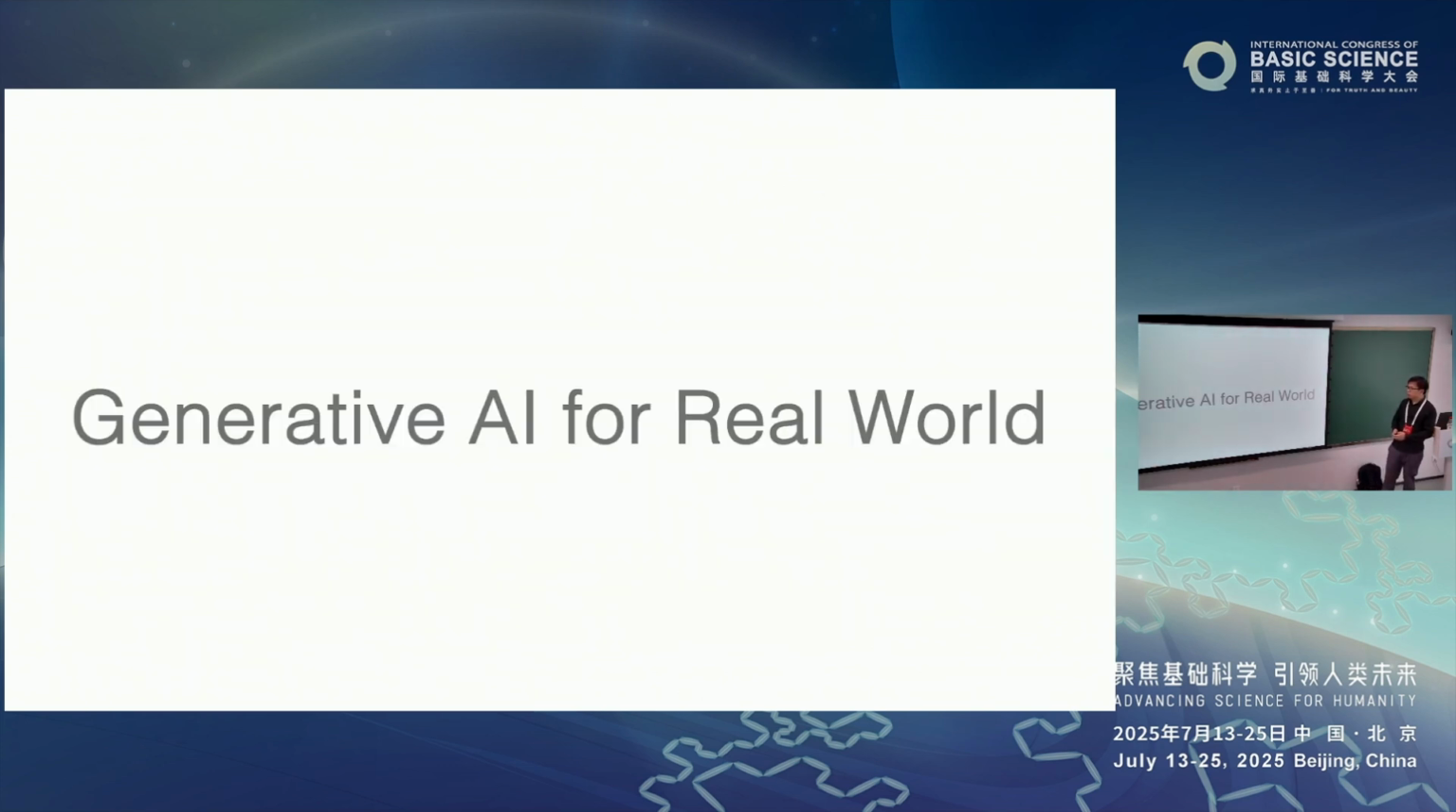Okay, and we've also been working on generative models for the real world. I think most generative models nowadays are working on the digital world. You can generate a chair image, you can generate a video, you can generate some 3D assets, but you cannot sit on the chair you generate here, right?